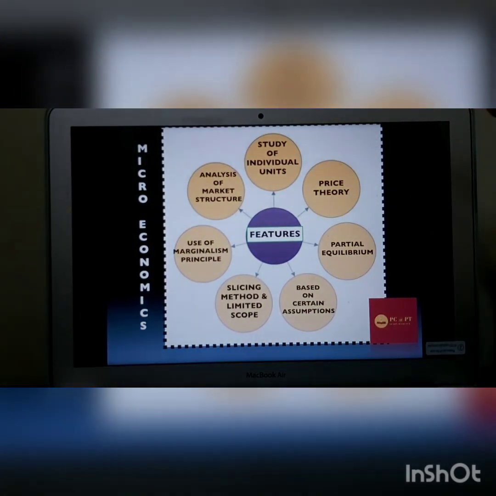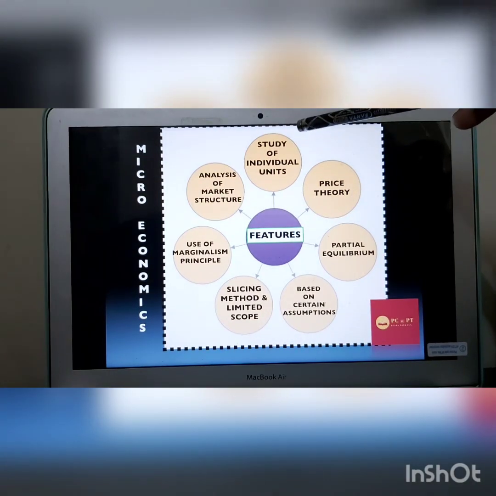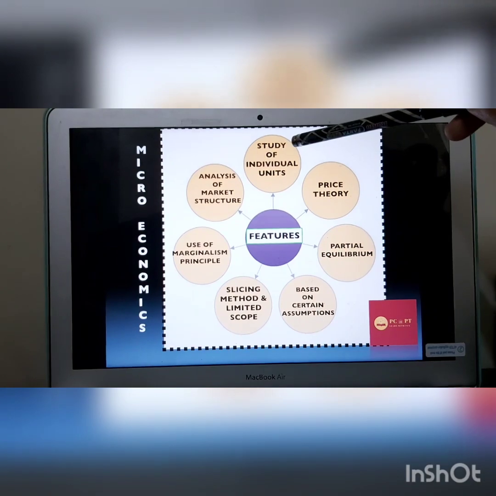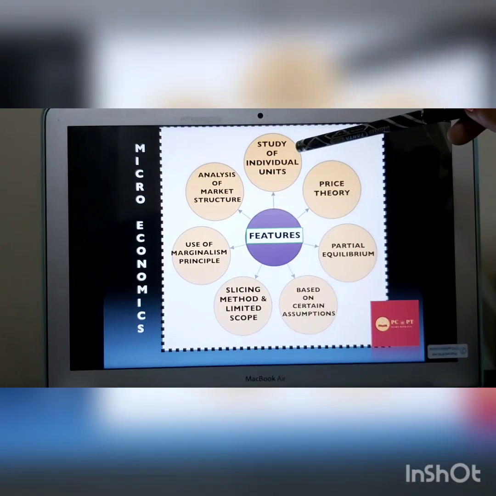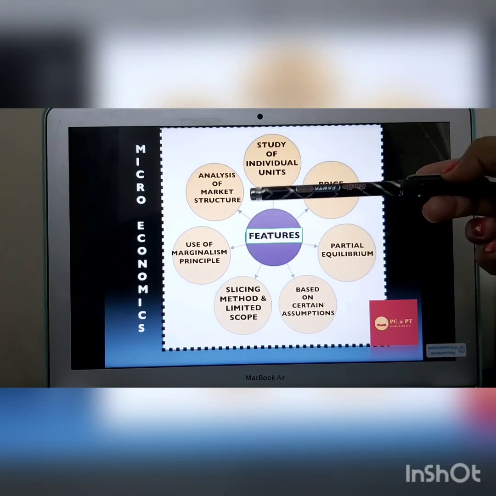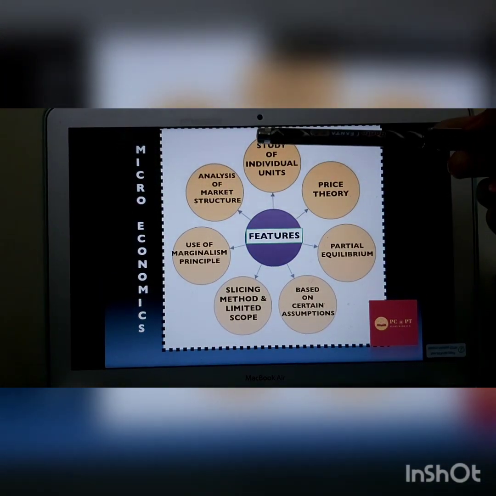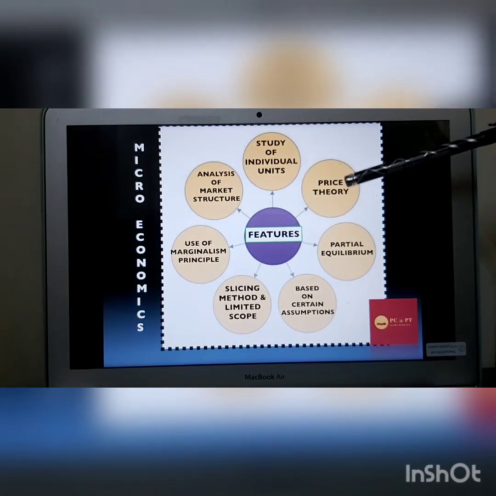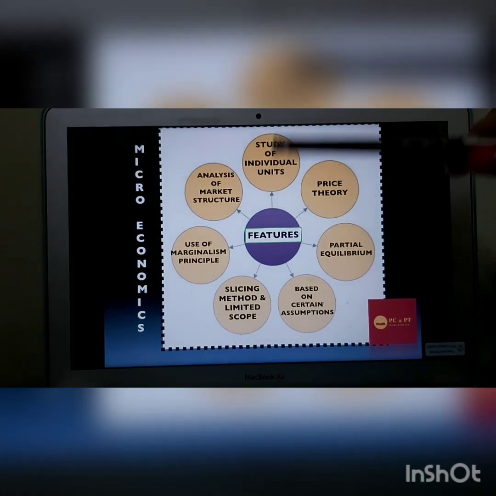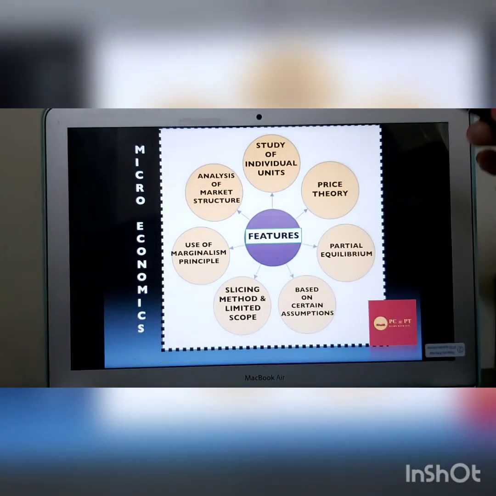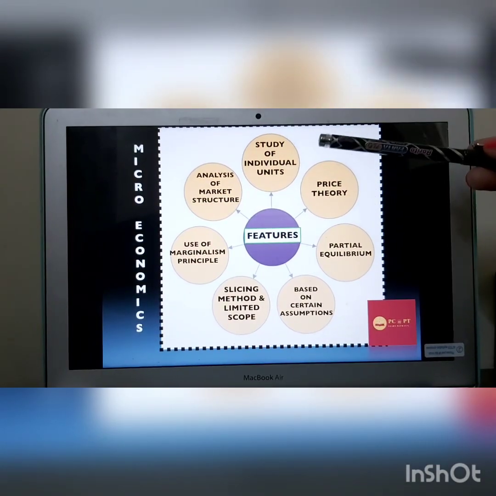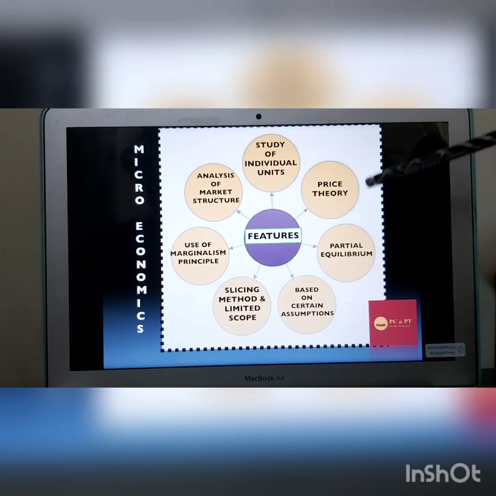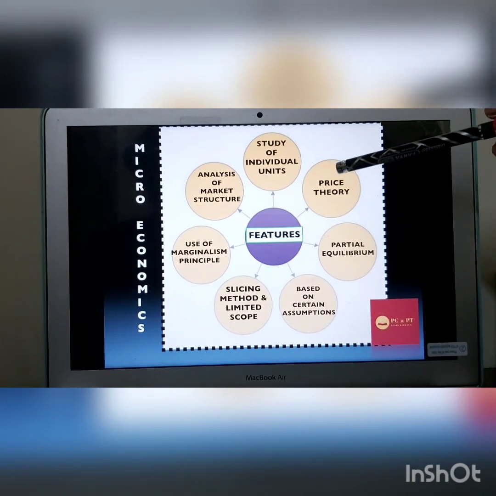Let us begin. First point, study of individual units. So what are they? Individual firm, एक इंडस, एक पर्टिकुलर कंपनी, फर्म मतलब. इंडिविजुअल प्राइस, प्राइस ऑफ पेन, प्राइस ऑफ अ बुक, दीज आर द एग्जाम्पल्स. नेक्स्ट, प्राइस थियरी. सो डिटरमाइनिंग द प्राइस ऑफ दीज इंडिविजुअल यूनिट्स. एक पेन का प्राइस कितना होगा, बुक का प्राइस कितना होगा, व्हीट का प्राइस कितना होगा, राइस का प्राइस कितना होगा, क्लोथ्स का प्राइस कितना होगा. दैट इज द प्राइस थियरी which is covered under microeconomics.